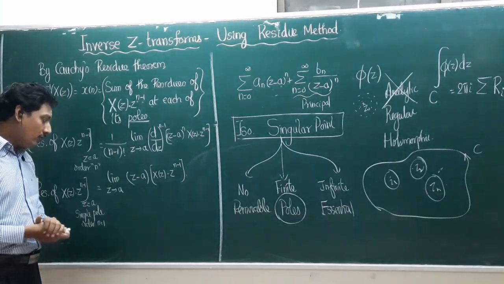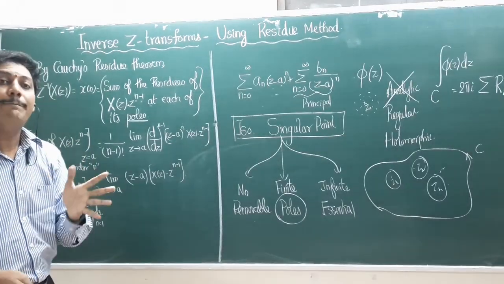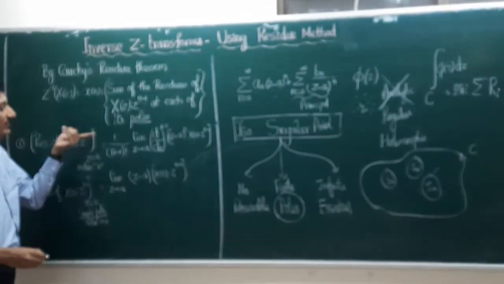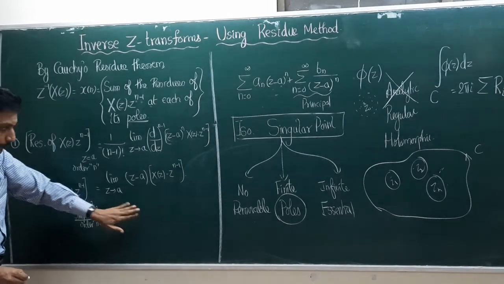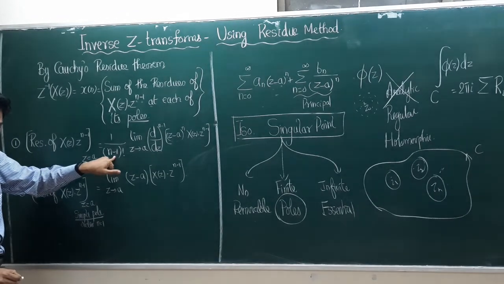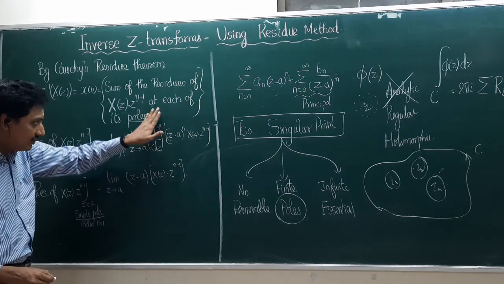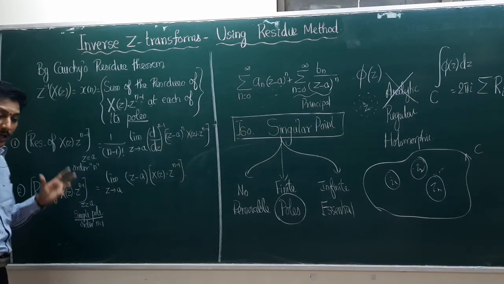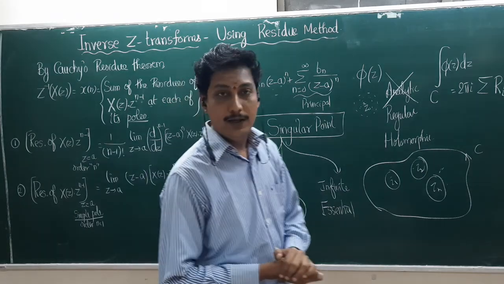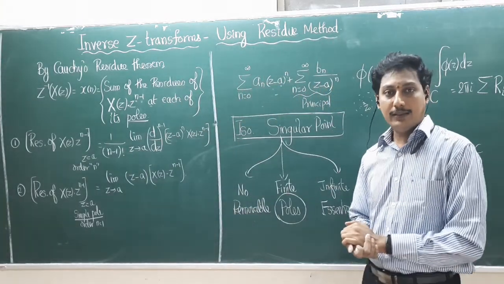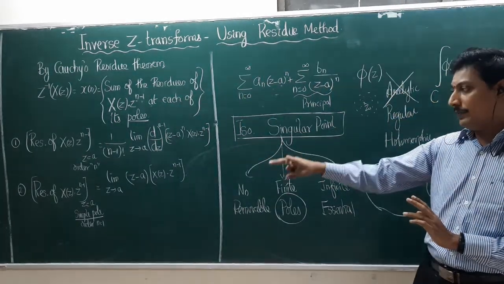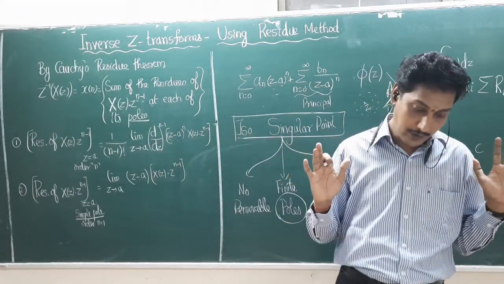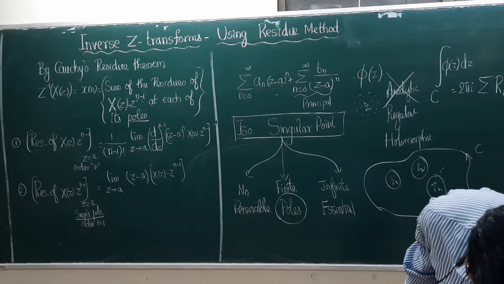Suppose the order is 1, it is called the simple pole. If n equals 1 in the first formula, I get the second formula. Put n equal to 1: n minus 1 is 0, 0 factorial is 1, so there is no differentiation. So it is (z minus a) into X of z into z power n minus 1. This is the formula to determine the residue at the poles. A pole of order 1 is called a simple pole. More than order 1, use the first formula. That's it. Now I am going to take the first question.